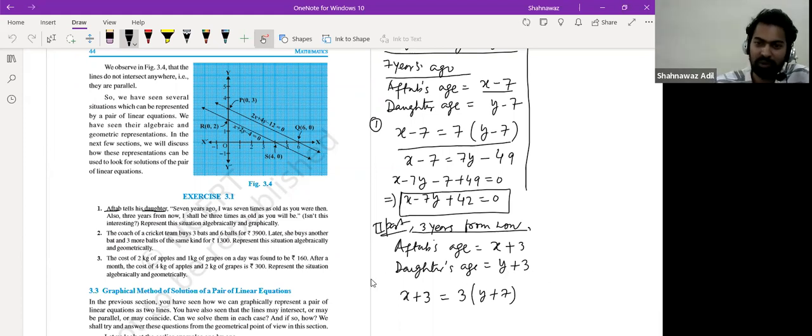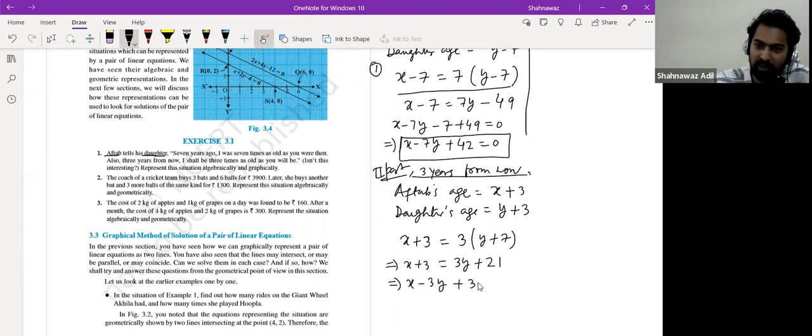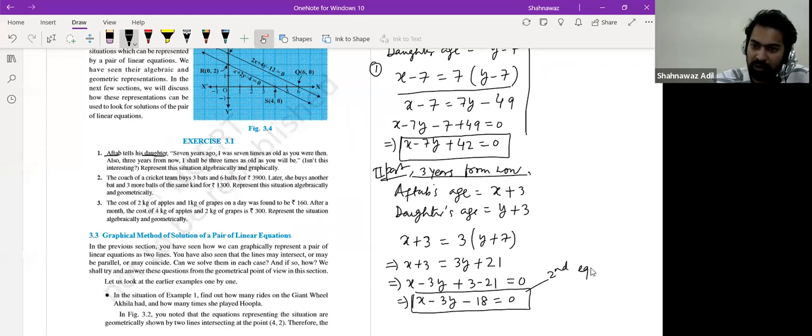Yes, sir. So let's just solve this equation. So this will be x plus 3 equals 3y plus 21, right? So this will be x minus 3y plus 3 minus 21, so x minus 3y minus 18, right? So this is the second equation.